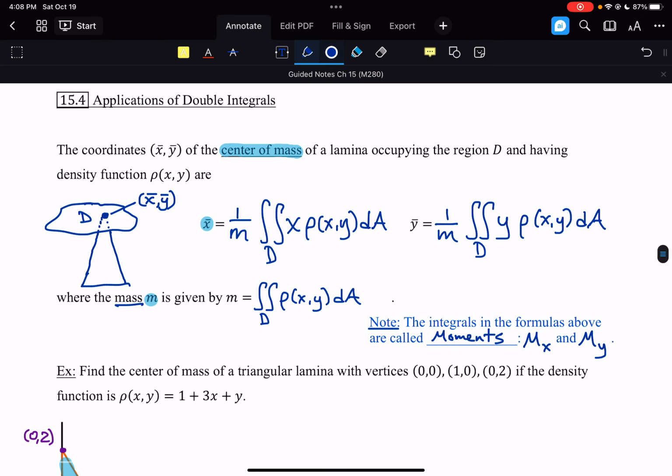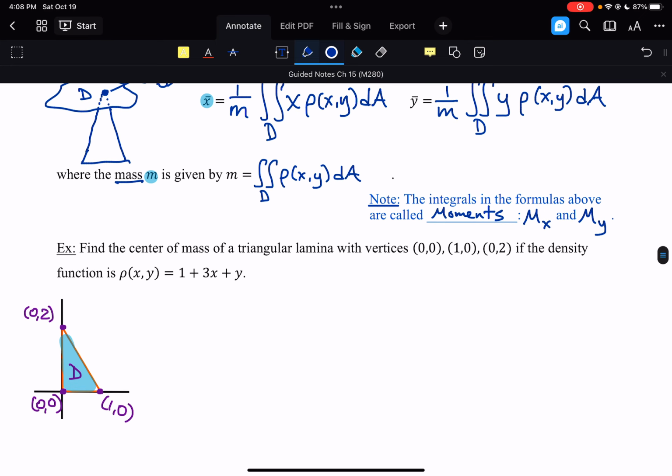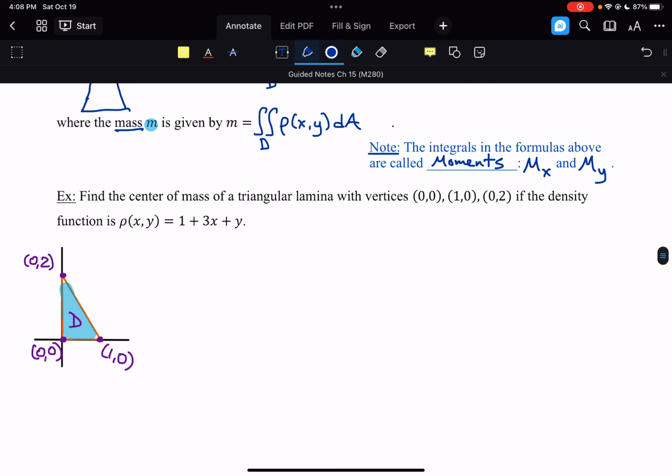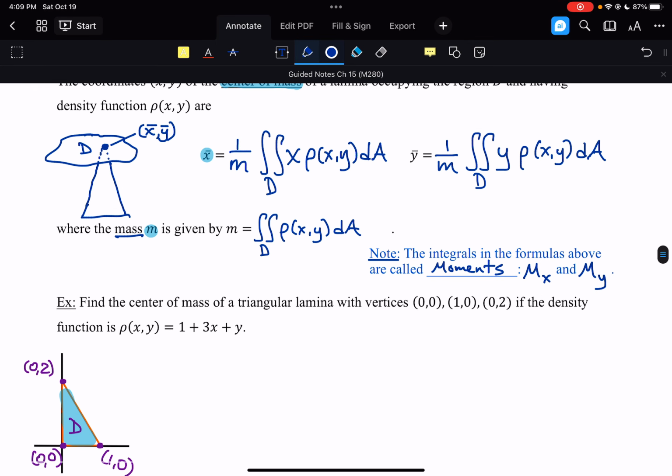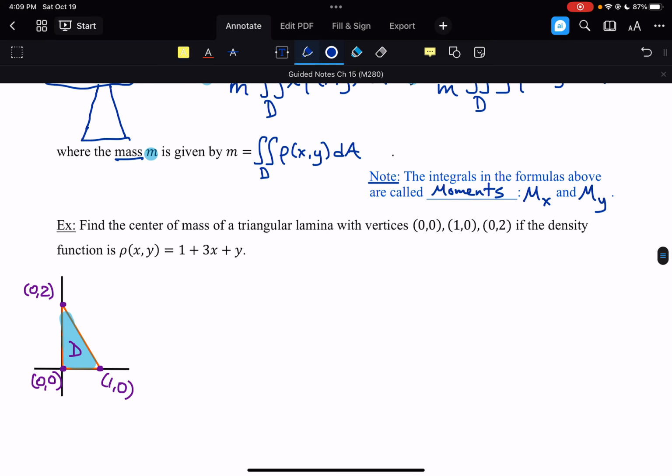So let's take a look at an example. Find the center of mass of a triangular lamina with vertices (0, 0), (1, 0), and (0, 2), if the density function is given by rho of x, y equals 1 plus 3x plus y. In order to find the center of mass, we need x bar and y bar. So we're going to need a few things here, including the mass. So let's go ahead and get the mass first.